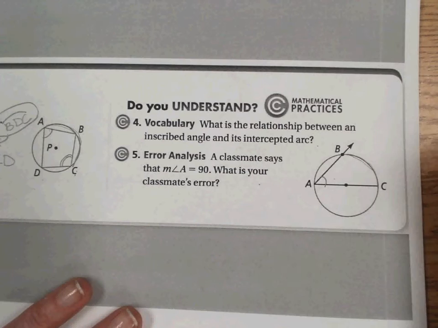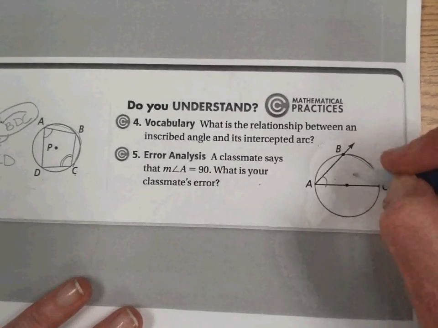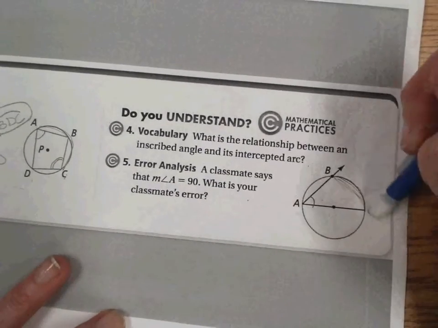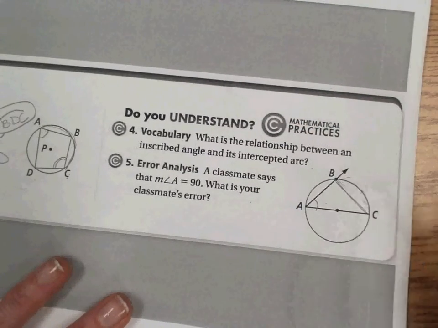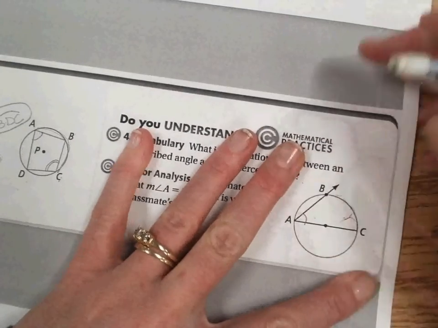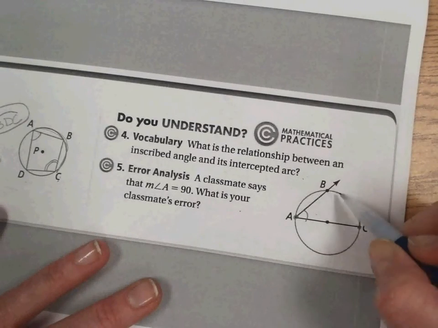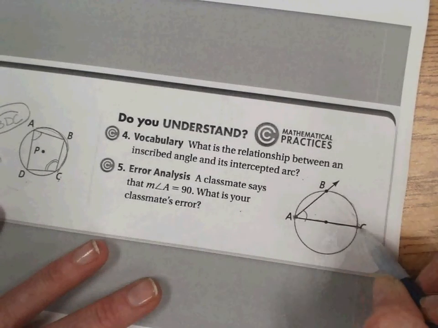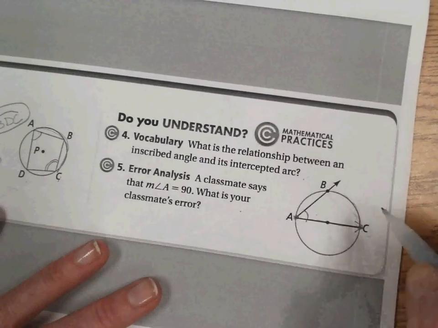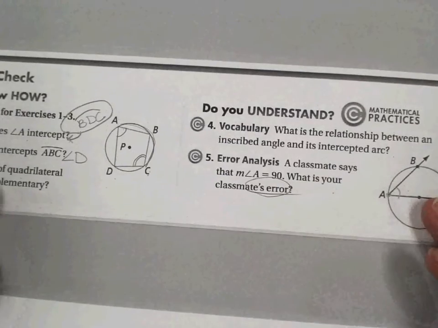Error analysis. A classmate says the measure of angle A here is 90 degrees. Well, let's see. Angle A is not the one, but if we had this angle B here, that would be a 90-degree angle because it is inscribed in the semicircle. That means both legs have points on the diameter, whereas in this case only one ray of that angle has points on the diameter of the circle. The other one doesn't, so that's where the error happens.